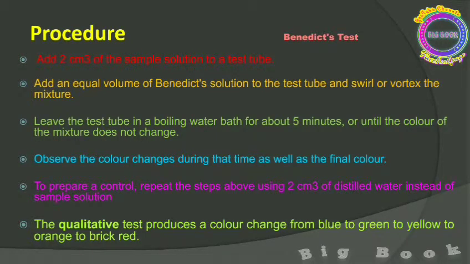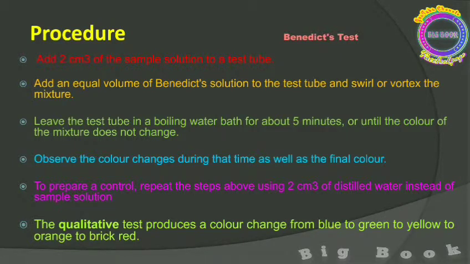To prepare a control, here the control is distilled water, where the control remains the reagent's color itself. So the next point is the qualitative test produces a color change from blue to green to yellow to orange to brick red.